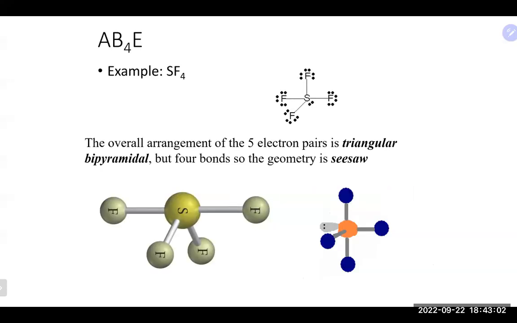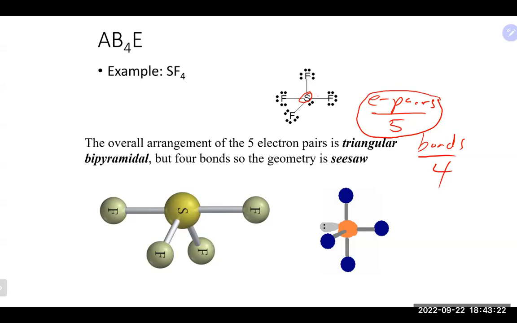Here we've got, once again, electron pairs around the central atom. So we're looking right there. We've got 1, 2, 3, 4, and 5 electron pairs. In this case, in terms of bonds, we have 4 bonds: 1, 2, 3, 4 bonds. So as we've been talking about, our 5 electron pairs for our electron pair geometry are going to be trigonal bipyramidal.